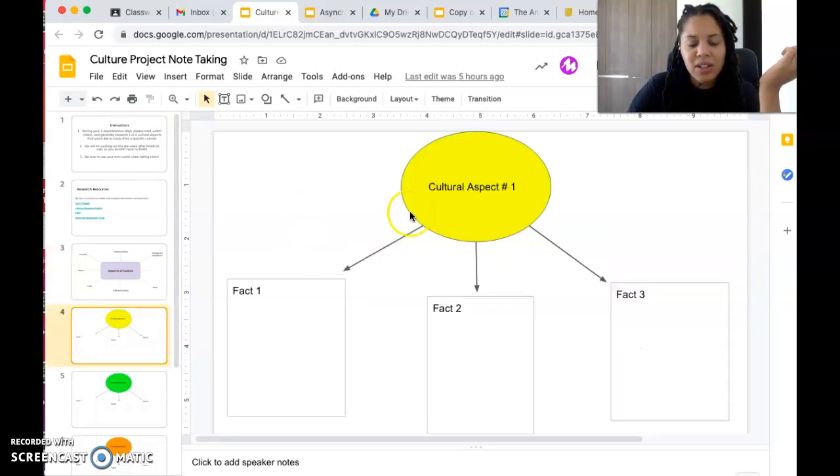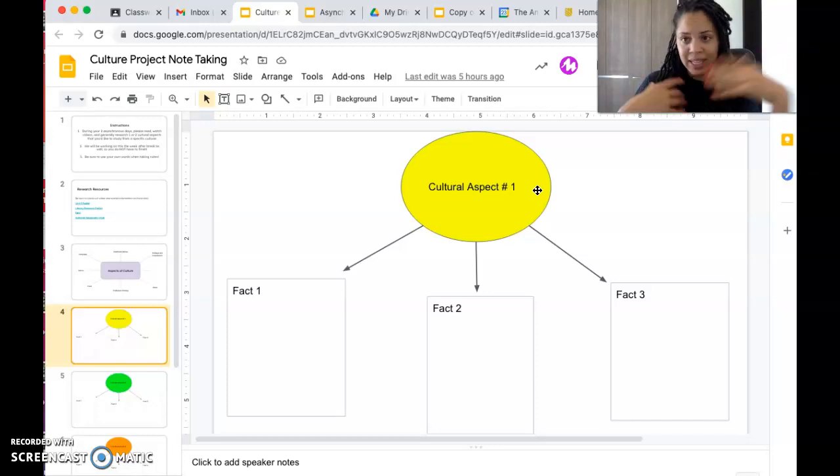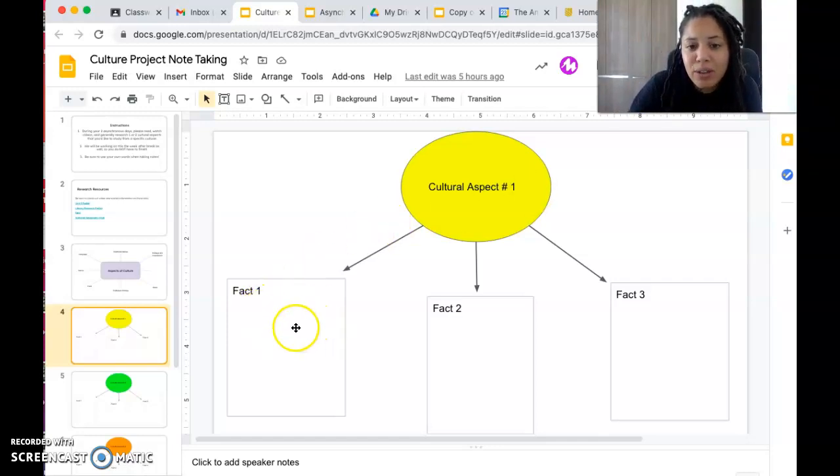Then you have the next slide. So, cultural aspect 1. So pretend I decided to do it on dance. Say I decided, okay, I am going to study Ghana, that's the country my dad's from, and I'm going to study about the dance because their dances always tell a story and it's a really big part of culture. So I would need to find 3 facts about traditional dance in Ghana, or just how dance has changed in Ghana. So I'm going to find 3 facts about that.